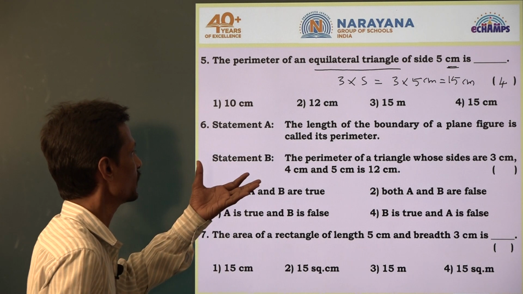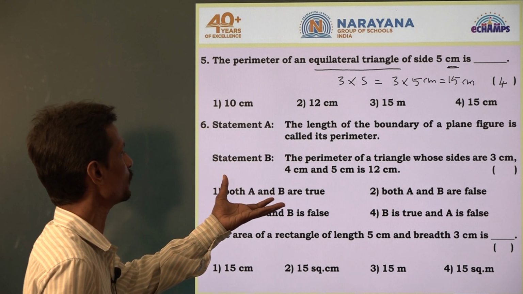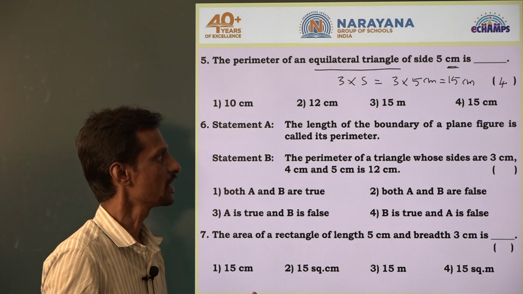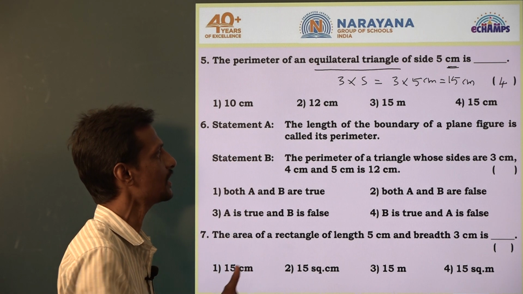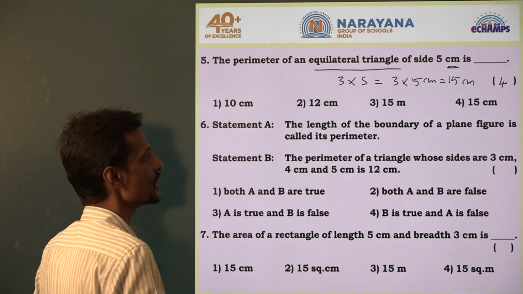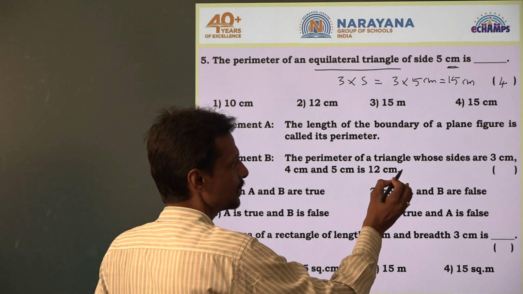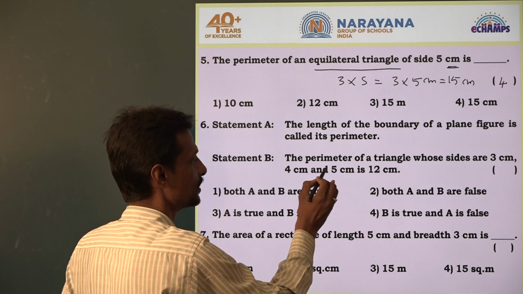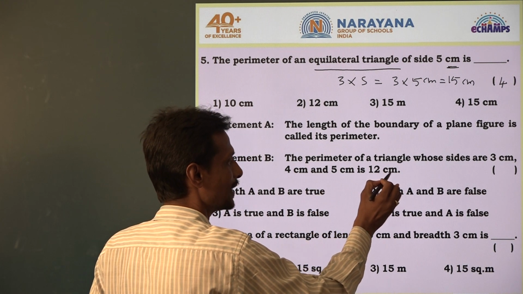Next, sixth one. Here given the statement A and statement B. First, statement A, the length of a boundary of a plane figure is called its perimeter. Yes, it is correct. Next statement B. The perimeter of triangle whose sides are 3 centimeter, 4 centimeter and 5 centimeter is 12 centimeters.